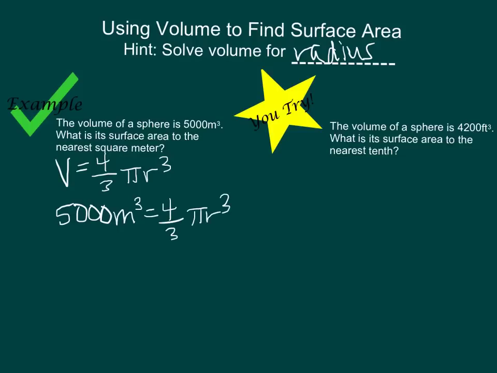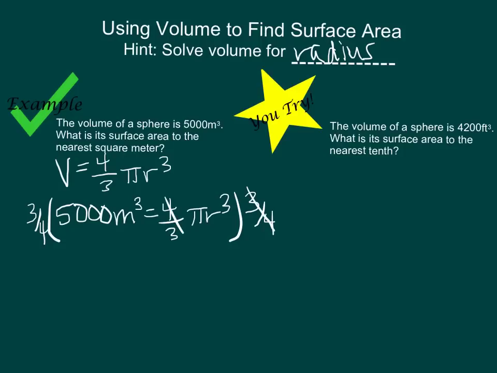Now, after I have it set equal to my formula, my goal, of course, is to get my radius by itself. So in order to do that, I have to eliminate a few things. First of all, this pi. I need to get rid of pi, so I need to divide by pi. But before I do that, I want to get rid of my 4/3 fraction. To get rid of my 4/3 fraction, I'm going to multiply on both sides by 3/4. That's my reciprocal. And when I do that, they're going to cancel out and go to 1. So my 4/3 is gone.